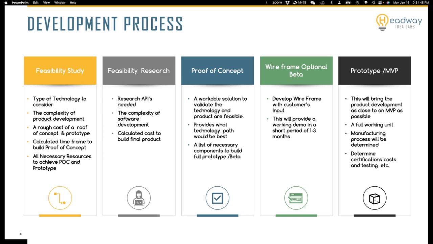The wireframe, if you're building software, is developing the wireframe with the customer's input and direction. This will provide a working demo. In some cases, it may be almost like a wireframe that touches buttons, almost like a PowerPoint slide. But either way, this wireframe, which I prefer, will provide a working demo in 1 to 3 months, and it allows the customer to interact. So it actually helps you develop the blueprint for your final product.